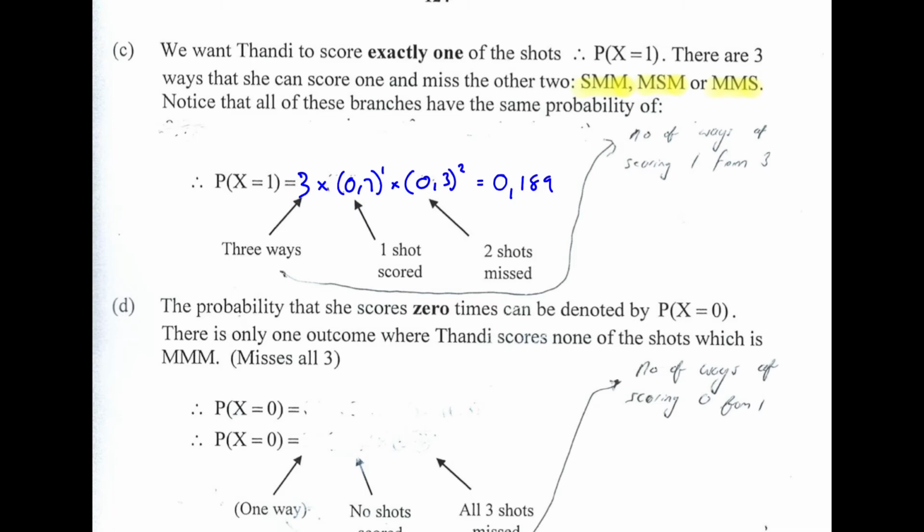Okay, significantly less than the probability of her scoring twice, even though there were 3 ways that both of these could have happened, where she either scored twice or missed twice. And the probabilities are now less, because we know that her probability of scoring is higher. So it's more likely for her to score twice and miss once than to score once and miss twice.